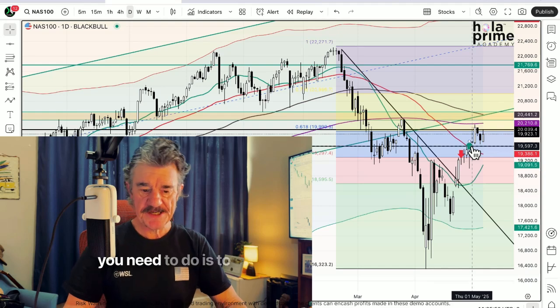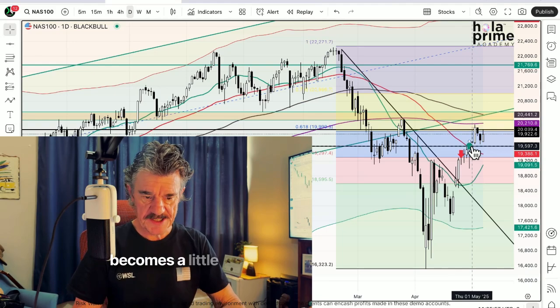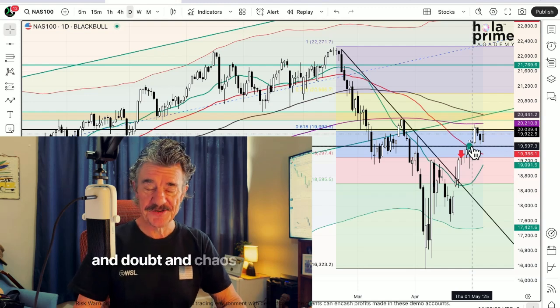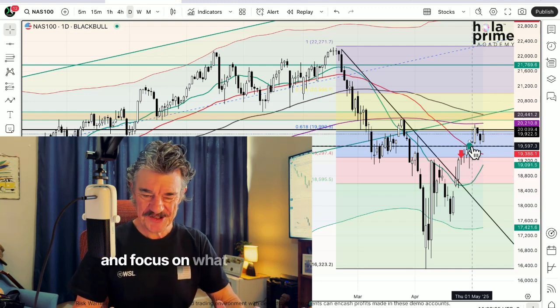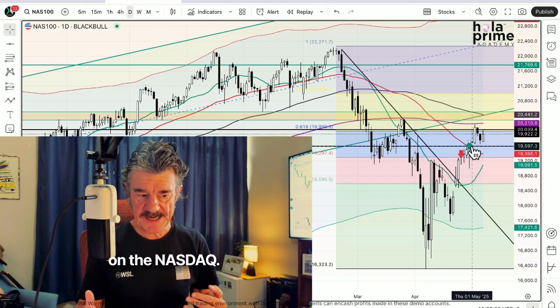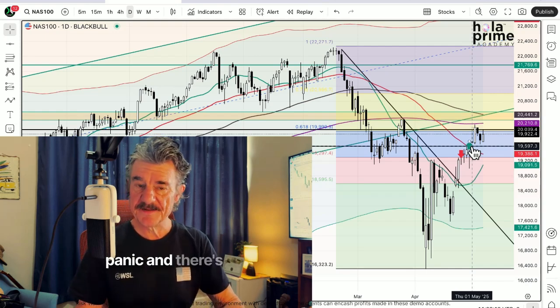So the first thing you need to do is to add some structure to your chart so that you know what's going on, and then it all becomes a little bit more simple. The objective here is to get rid of worry and fear and doubt and chaos in your mind, and focus on what the chart's actually telling you. Very simply, we moved down about 25% on the Nasdaq, we've entered a bear market, and we should be looking to sell. There's no need for panic and there's no need for rush.